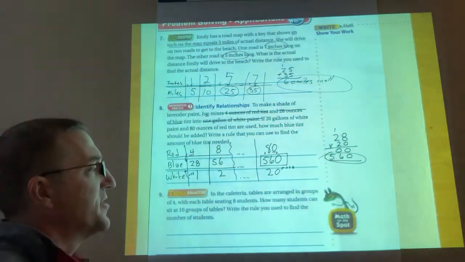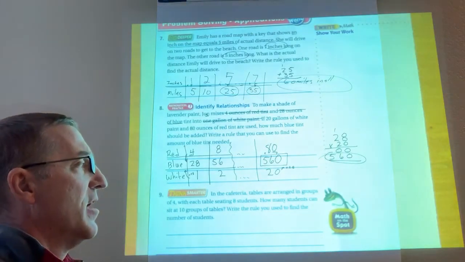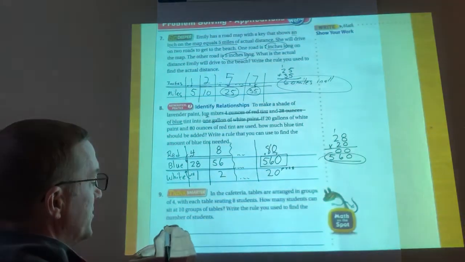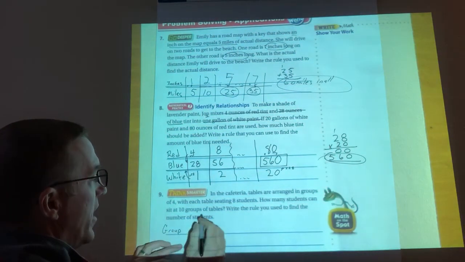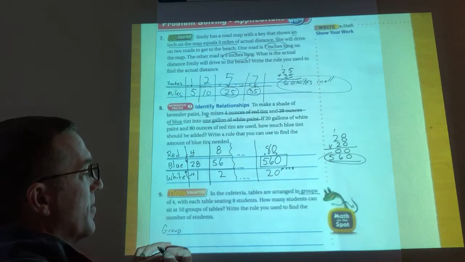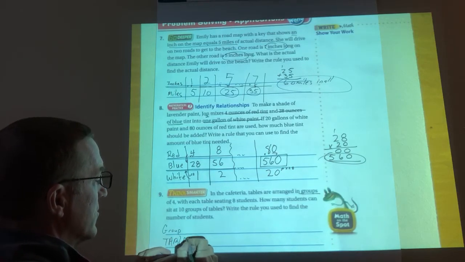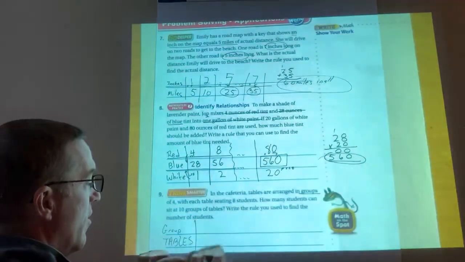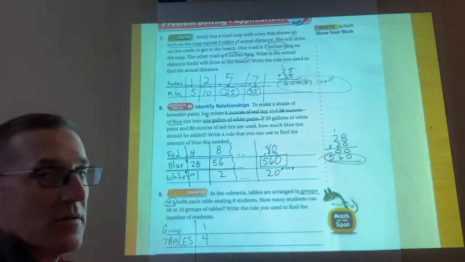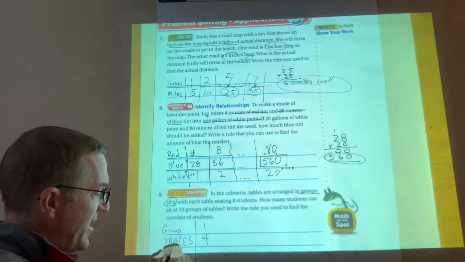All right, finally, in the cafeteria, tables are arranged in groups of 4, with each table seating 8 students. How many students can sit at 10 groups of tables? So we're going to set it up as groups. Okay. Tables are arranged in groups, so that's one of our categories. All right. Tables, because groups are arranged in tables. So if I have one group, I have 4 tables, groups of 4. Okay. And each table seats 8 students. So my last category is going to be students.